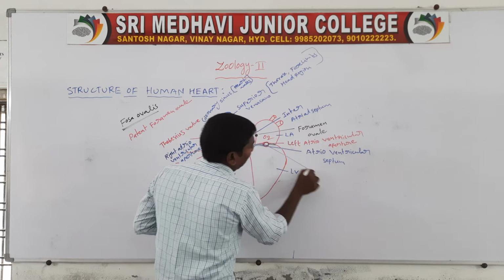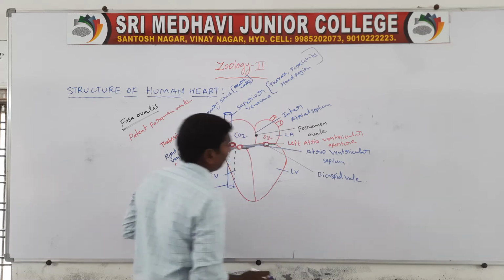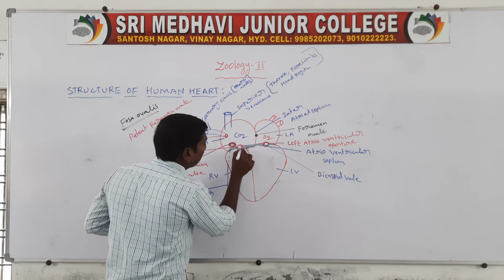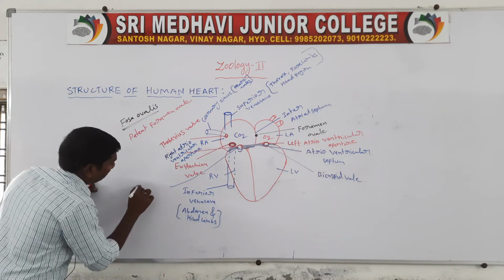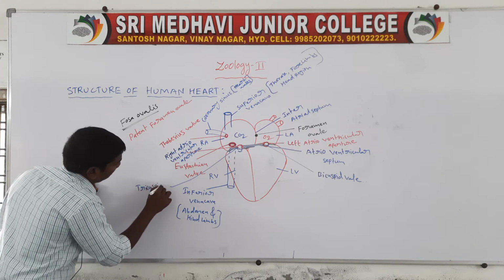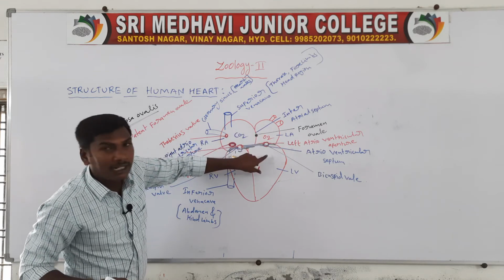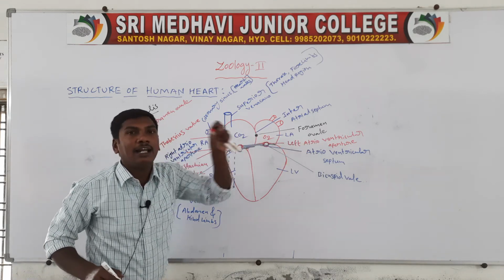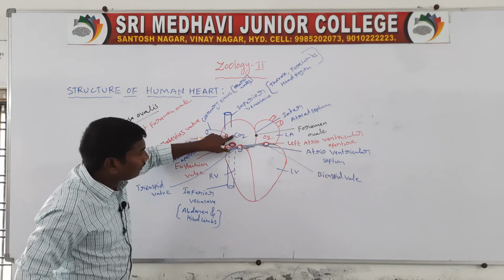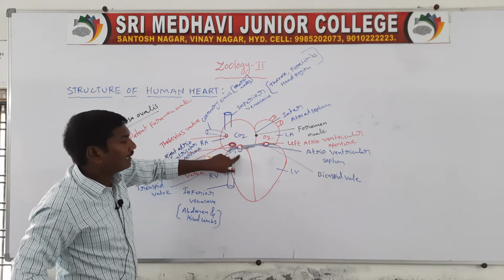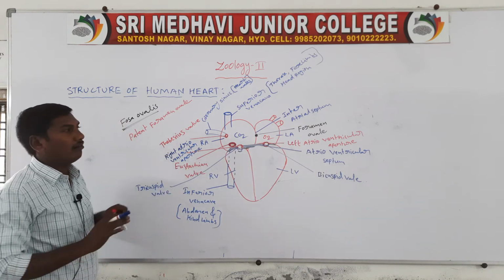It has a bicuspid valve, while this side has the tricuspid valve. So the left atrium opens into the left ventricle through the left atrioventricular aperture, where the bicuspid valve is present. Next, the right atrium opens into the right ventricle, where the tricuspid valve is present. Left side bicuspid valve, right side tricuspid valve.